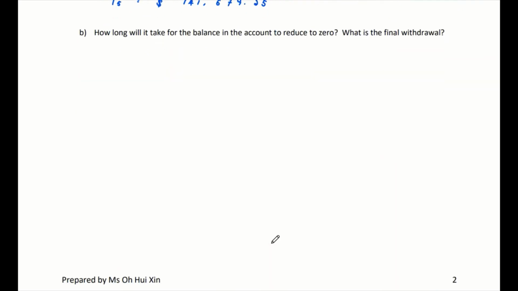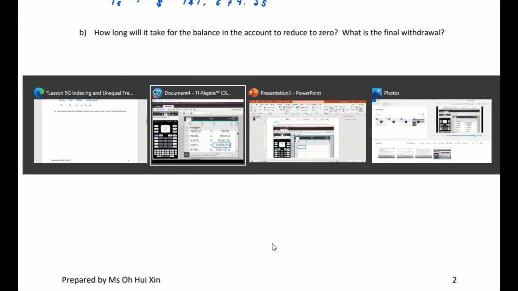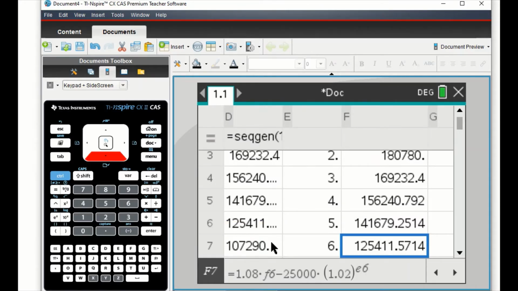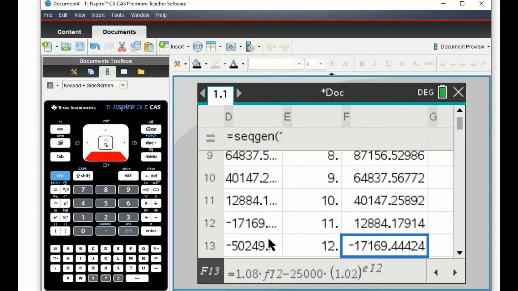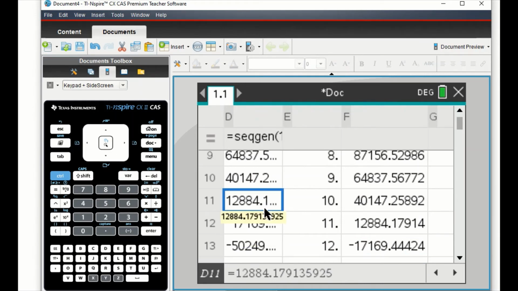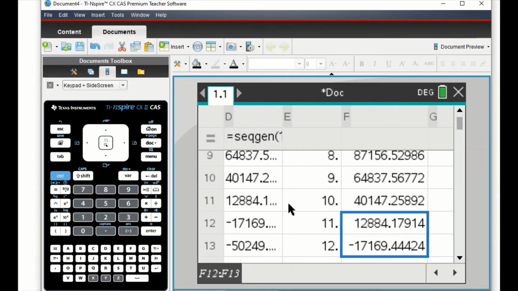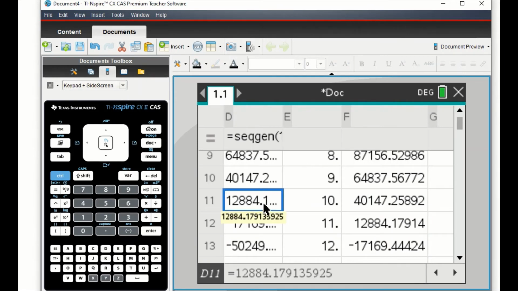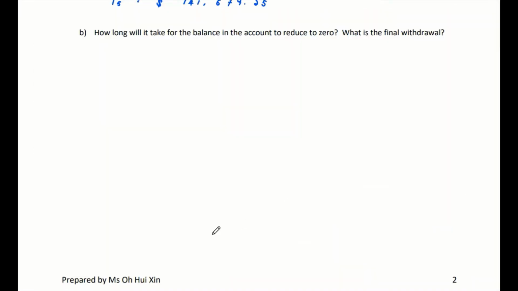How long will it take for the balance in the account to reduce to 0, and what is the final withdrawal? So same thing, we try to find out when the sequence goes to a negative value. Of course, you try to look at here, or you try to look at here, it should be the same. So you can see that at T11, you still have a positive amount of money. Then after that, at T13, it starts to have a negative value. Which means you're already withdrawing extra money from the account.